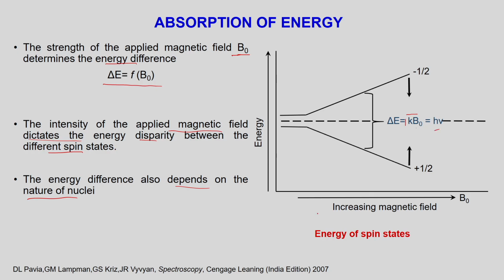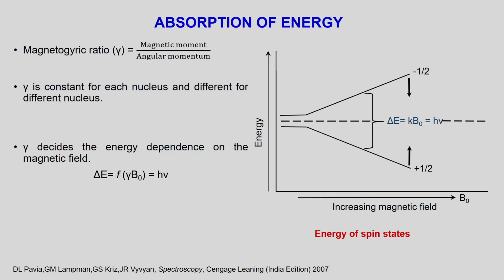As you keep on increasing the magnetic field, you will get a higher and higher difference between these two opposing states. So, it means if you operate a spectrophotometer at different frequencies, you will get a higher and higher difference in energy, and you will have a more prominent spectrum also, because the more the energy, the more intense the peak will be.